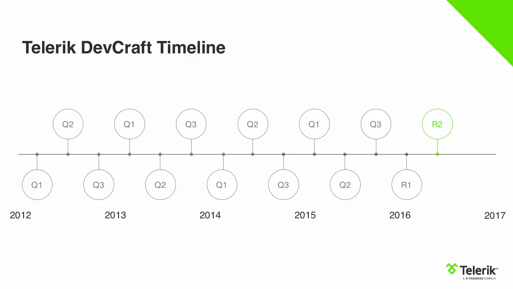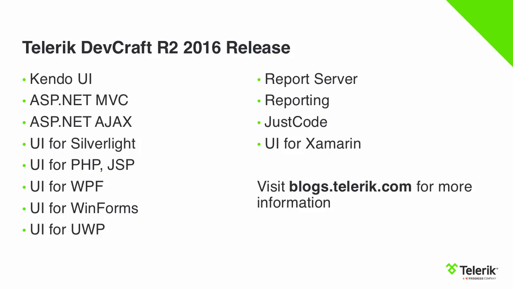To simplify our releases, Telerik DevCraft ships 3 times per year. We ship service packs and previews during this time as well. Recently, we've renamed our major releases, but our goal of quality and consistent releases remains unchanged. Like previous releases of Telerik DevCraft, the R2 2016 release is full of exciting features in its product lineup. Now, we don't have time to cover each and every one. However, we have published detailed blog posts on each of them at blogs.telerik.com.